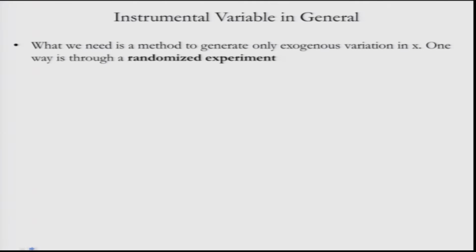So, in general, just to generalize what we just said in the context of the supply demand framework, what we need is a method to generate only exogenous variation in X. What we have is that Y is a function of X in one model, but we also have X as a function of Y in another model. And because of this problem of simultaneity, we are not able to isolate the effect of X on Y. So, what we need is some variable or some way of generating an exogenous change in X.